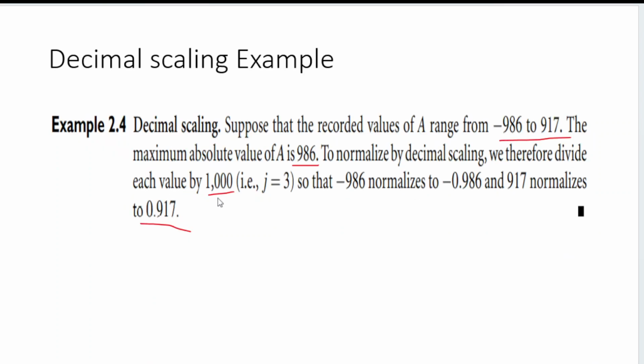So that is about the data normalization techniques and data integration techniques here.